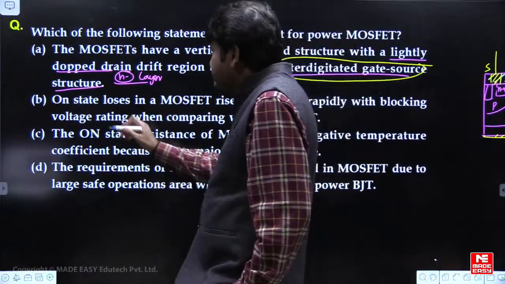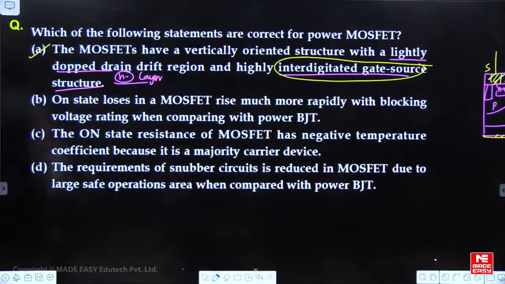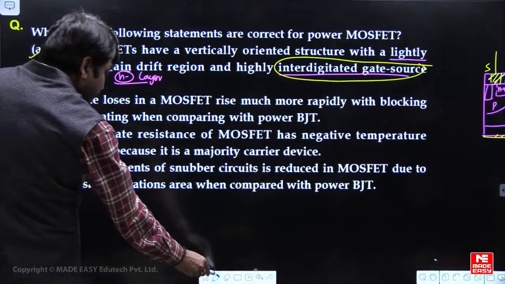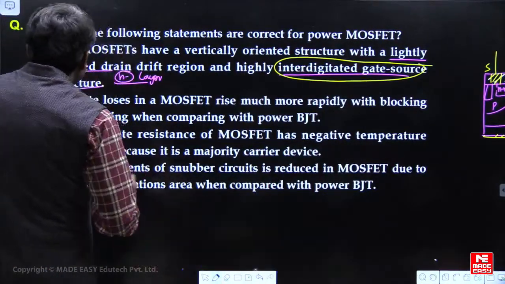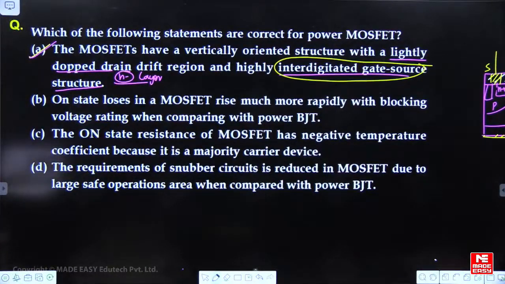Yeah, first statement is the right statement, okay students? First statement is perfect. Dear students, I hope you understood. The first statement is perfect. Go through the second statement.